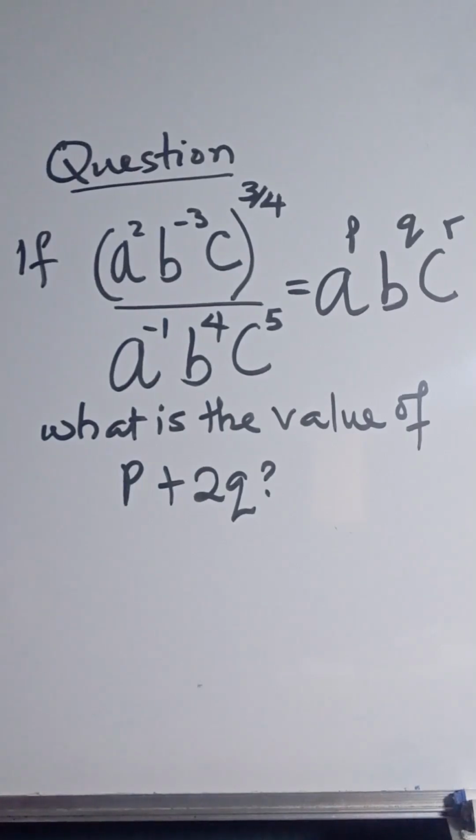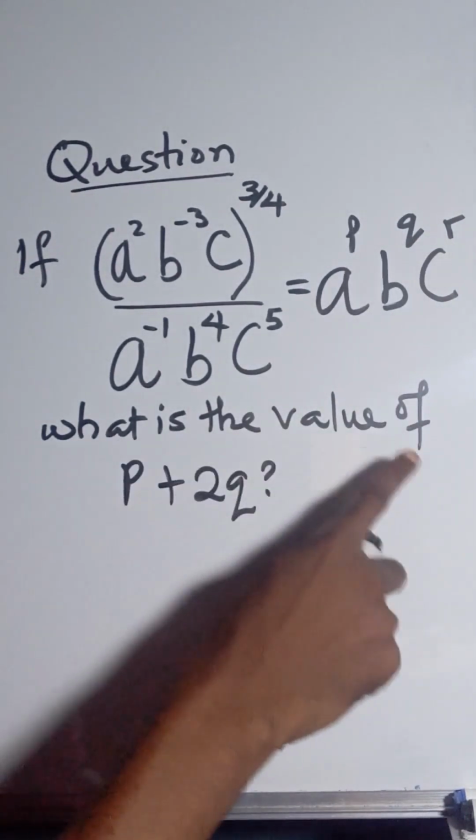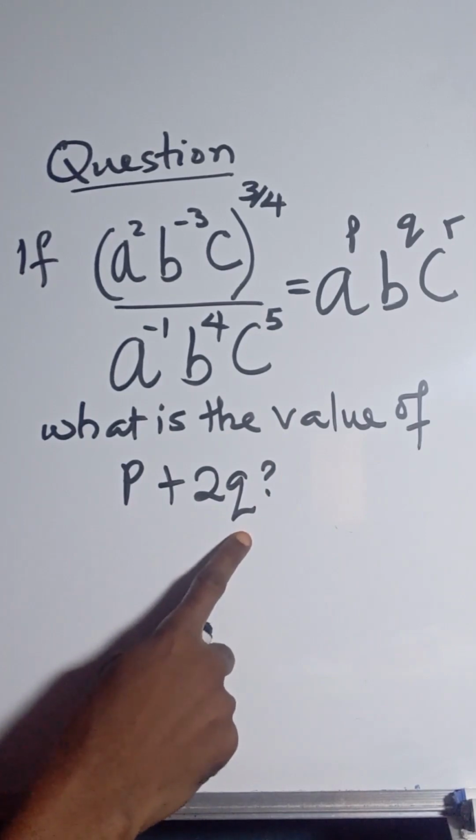Alright guys, we have a question on the board. It reads: if (a^2 b^-3 c)^(3/4) divided by (a^-1 b^4 c^5) is equal to a^p b^q c^r, what is the value of p plus 2q?